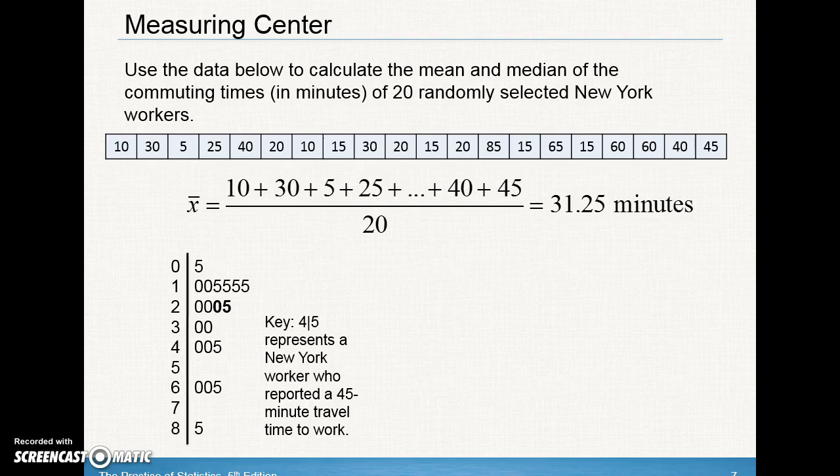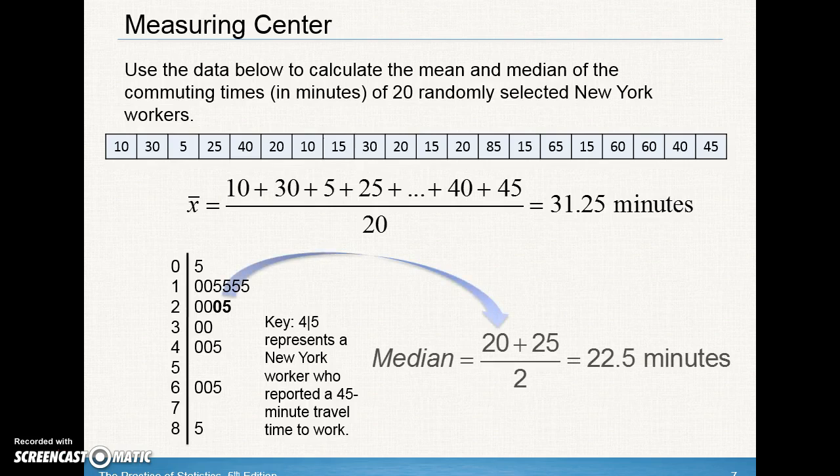So we take the data, we put it in a stem plot, we put the leaves in order so that we have our data in the right order, and then we just count. So here in this case we have 20 workers, so we're going to count from either end to 10, and then the median is the sum of the 10th and the 11th numbers divided by 2. So in this case 22.5 minutes. Notice that no one actually has 22.5 minutes as their commuting time, but that is the median value.